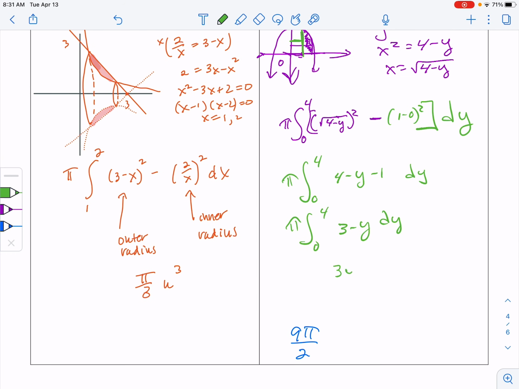So this is 3y minus y squared over 2 from 0 to 4, times pi. I hope I get the right answer. Let's see. So you get 12 minus 16 over 2 minus 8, minus 0. I get 4 pi. Something's wrong. This is the answer I had. I trust this better, unless I did my math wrong.